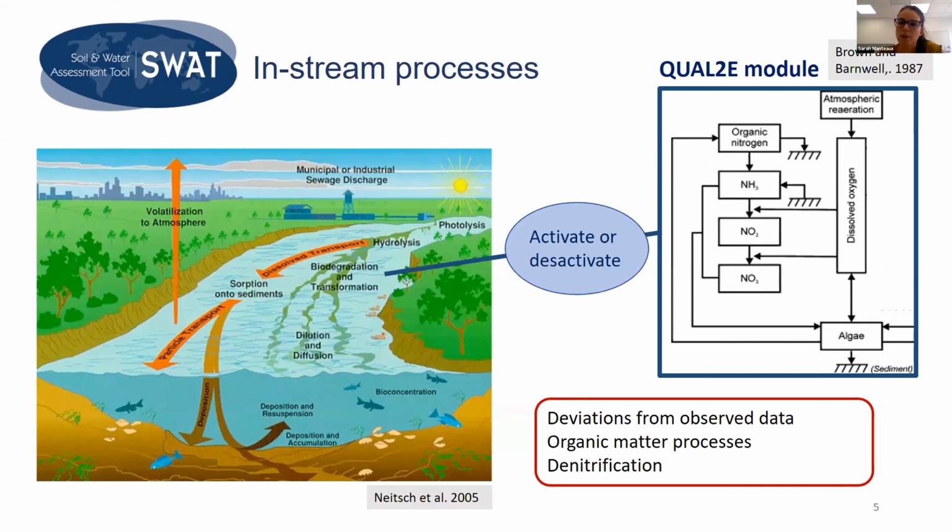In SWAT, the in-stream processes are represented by a module that is adapted from the Qual2E model. You can activate it or choose to deactivate it if you don't want to represent the biogeochemical processes. This model represents the main processes, but just for nutrients, and doesn't take into account other variables like organic matter and more complex processes like denitrification, that are important for nitrate removal. And some studies also show deviation from observed data. That's why we wanted to improve that part.